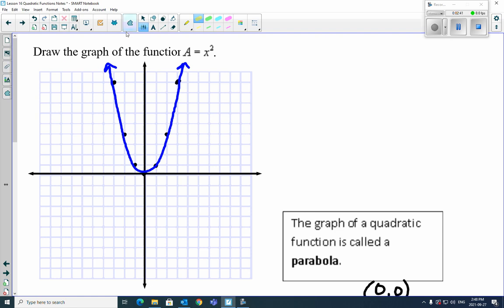And now what you get is you fill in the shape, and it's not a nice straight line, it's a nice curved line, and this is called a parabola. So you can have parabolas that open up, that open down, they're shifted left and right, and shifted up and down, and are wider and narrower. We're going to talk about those in the next lessons.